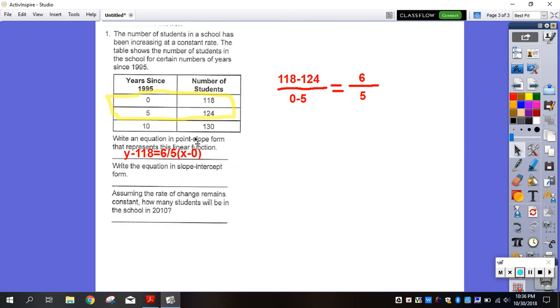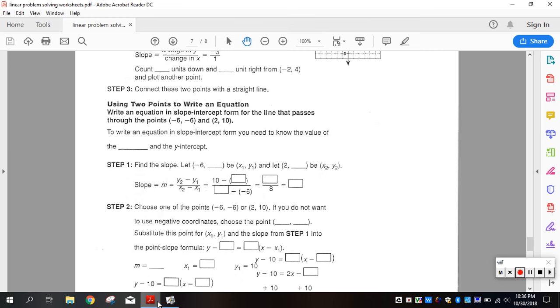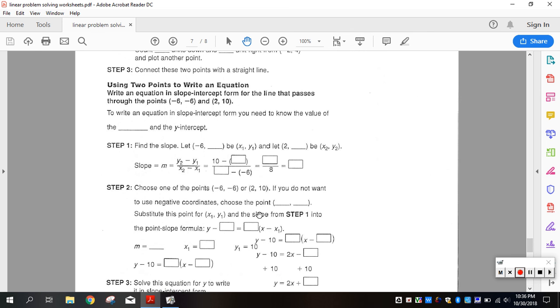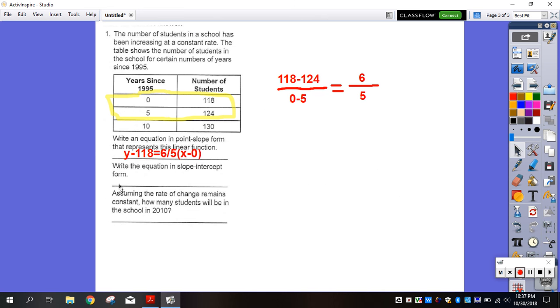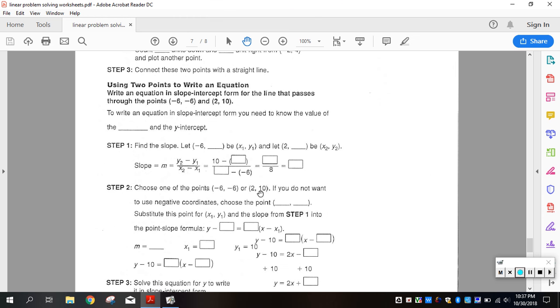It's that straightforward. Choose a point, find the slope using the slope formula, put it in. And if you can't remember the formula, it's on this paper. You use it right here. y minus y1 equals m times x minus x1. The next thing says write the equation in slope-intercept form. So these are the steps they took here in this area.